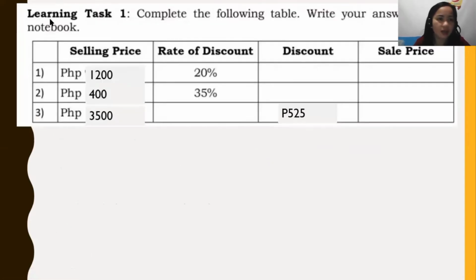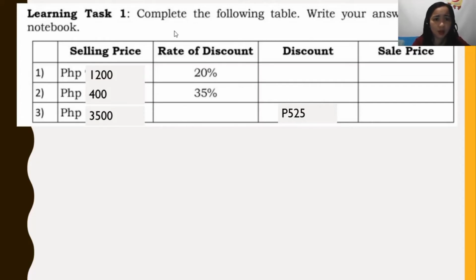Now, let's have the application of what we have learned in this lesson, which is the learning task. Complete the following table, write your answer in your notebook. Dito, binago ko ang mga given. So here, as you can see, makakita tayo ng table na incomplete. What we need to do is to complete the table. First, meron tayo sa table na, anong meron? We have the selling price, rate of discount, discount, and then sale price.